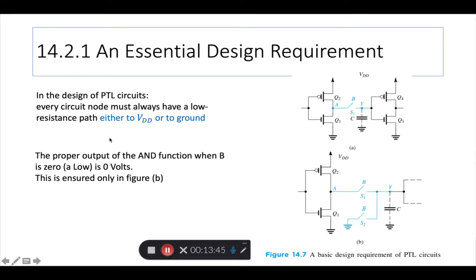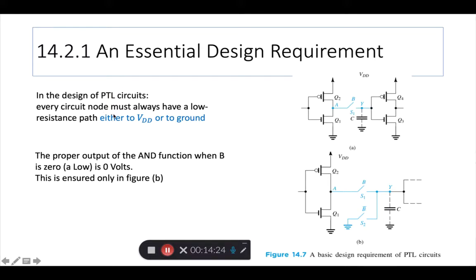What you'll see is, in this circuit, when the output is high, there's no problem because you can close the switch and there is a path to VDD. But when Y has to go low, there isn't a clear path to ground. So for this switch, we have to put another complementary switch driven not by B but by B bar, B complement, and create a path to ground. So this is a rule.